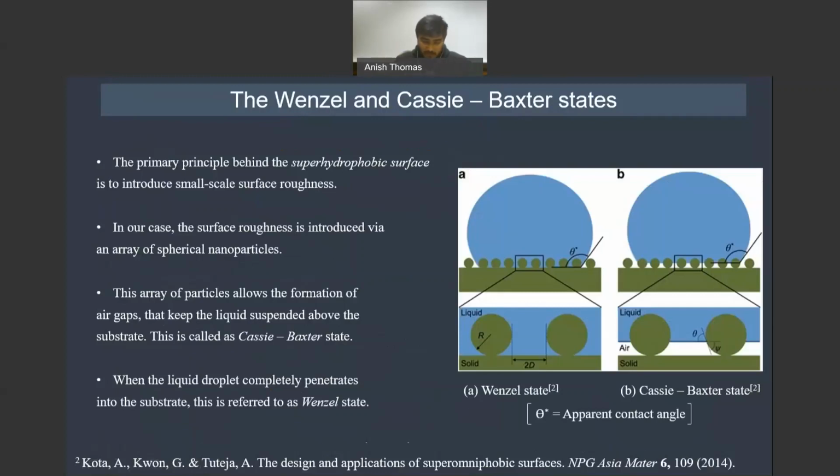Like we saw in the previous examples, the reason why the lotus leaf or rose petal are superhydrophobic is because of the surface roughness. So in our case, we introduced the surface roughness via an array of spherical nanoparticles, as you can see here. If you take a look at image B, you can see the water droplet remains suspended over the substrate. This is because of the air gaps that are trapped between the liquid droplet and the substrate, in between the spherical nanoparticles. This kind of state is generally termed the Cassie-Baxter state, and when the water droplet completely penetrates through the substrate, it's known as the Wenzel state.